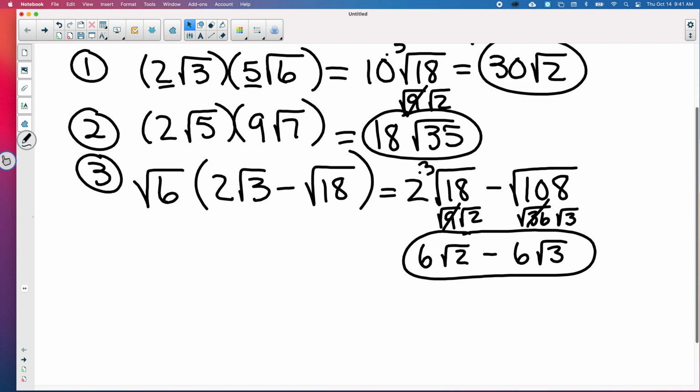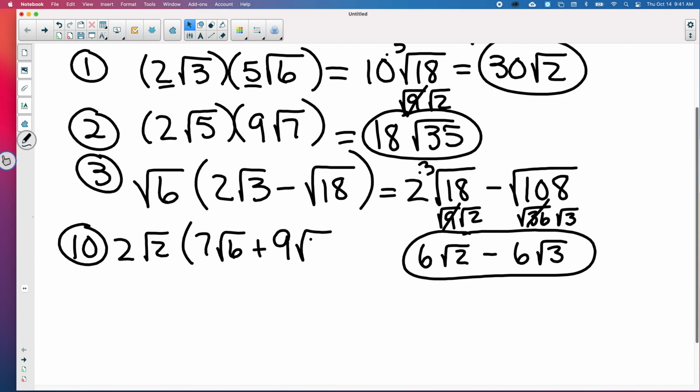How do you do one of those? This is one off your worksheet. Number 10. So I have 2 radical 2 times 7 radical 6 plus 9 radical 14. So distribute the 2 radical 2 and then see if it will simplify.